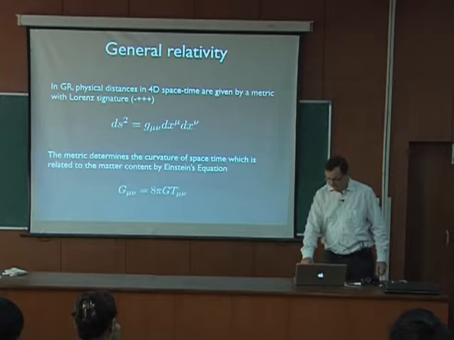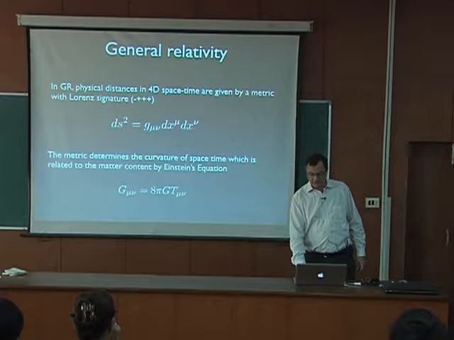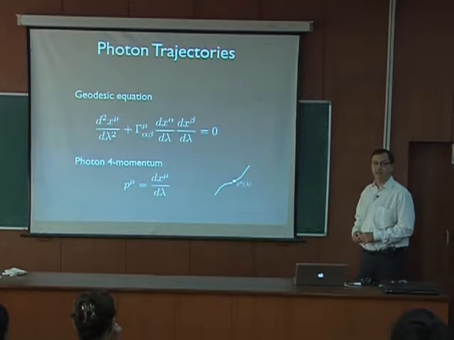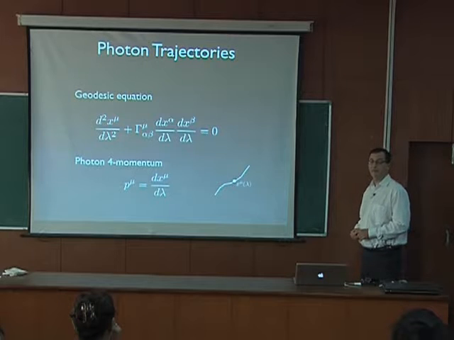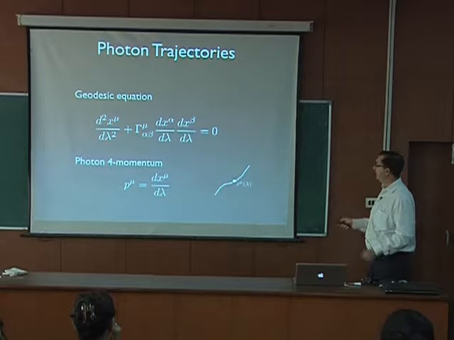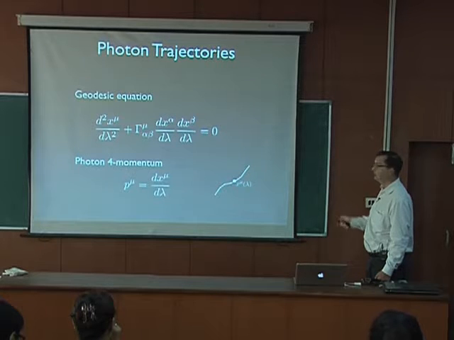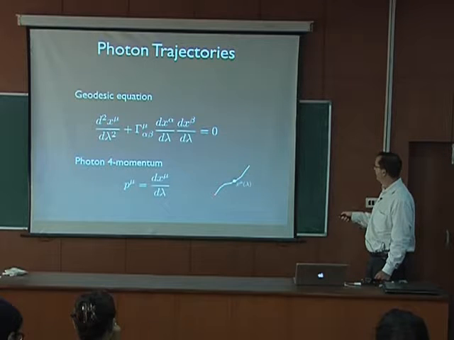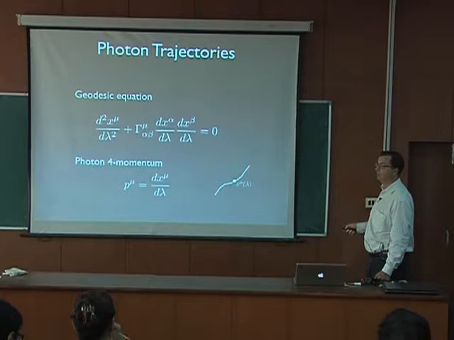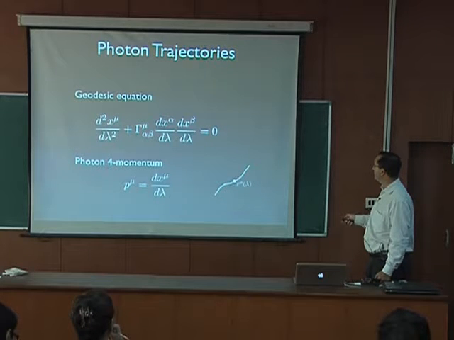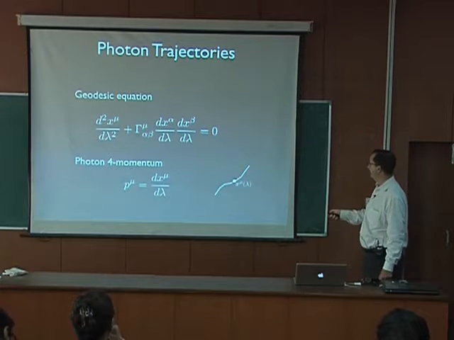And another ingredient that we need from general relativity is how photons travel in this space-time, and that's given to us by the geodesic equation. So we imagine the trajectory of a photon. Let's call the coordinates of the photon x^mu. We can characterize the path of this photon with some parameter, an affine parameter lambda. And then we need an equation that we can solve to get the trajectory of the photon, x^mu of lambda.